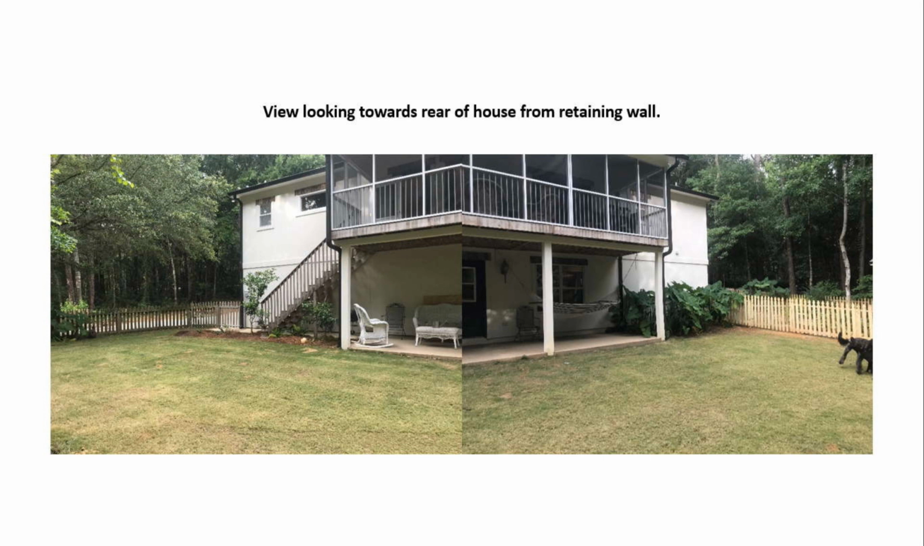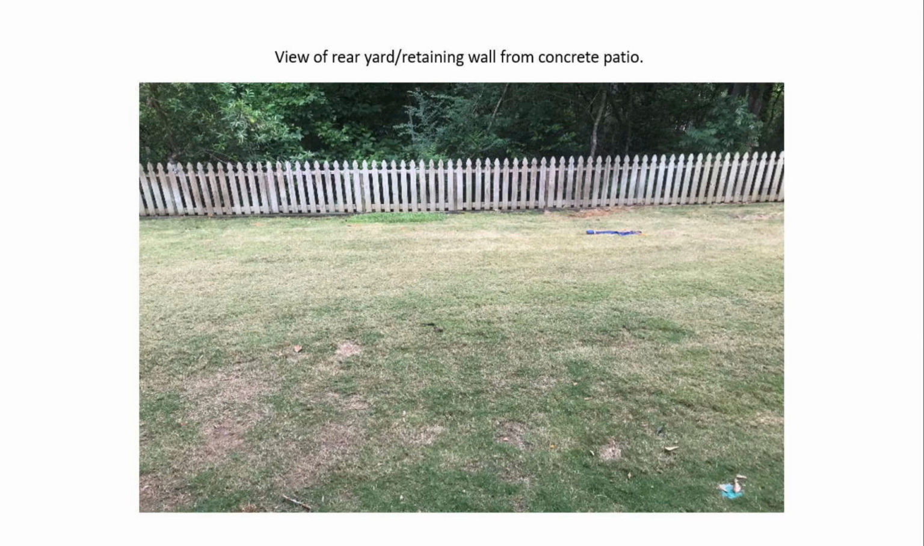As you can see, the principal structure, including the porch, is elevated off the ground and is strictly used for an outdoor screened-in porch. And the primary residence is a flat wall that goes across. And here's a view of the rear yard and the retaining wall looking from the concrete patio.